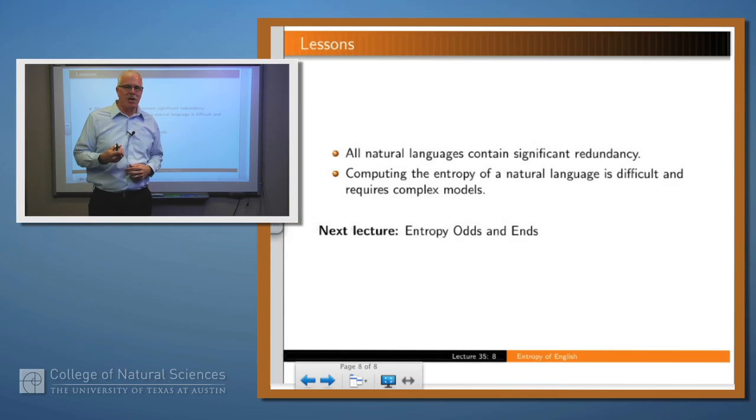Okay, so what have we said? We said that all natural languages have a lot of redundancy. And that's really what helps you understand when somebody is speaking to you. If they didn't have all that redundancy, you'd have to listen very carefully, or you'd miss most of what they're saying. And computing the entropy of a natural language is much more difficult than for the artificial languages that we've looked at. It can be done, but it requires some very sophisticated models, and you probably can still only get an estimate of the entropy of something like English or Japanese or Urdu, say.